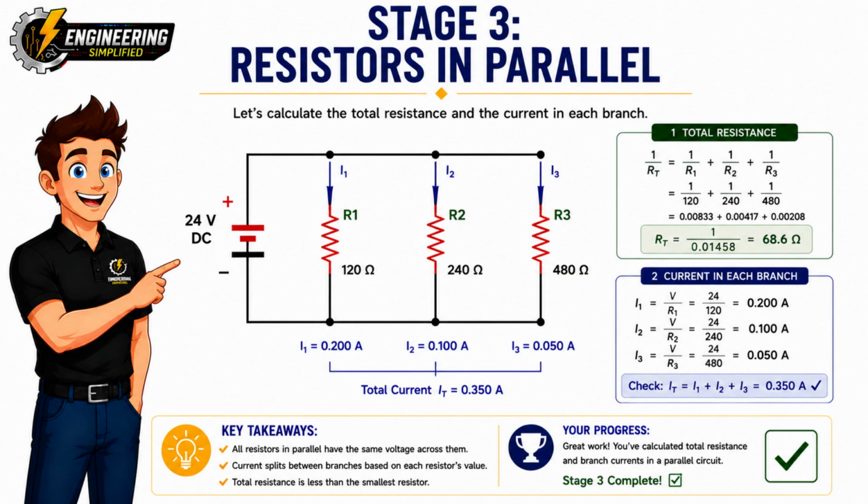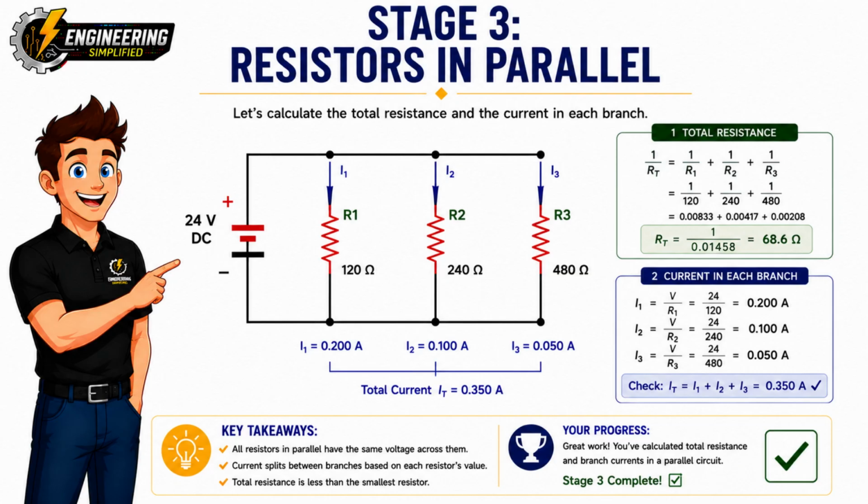0.200 plus 0.100 plus 0.050 equals 0.350 amps, which is the total current supplied by the source. That's another important rule of parallel circuits. The total current is always the sum of the currents flowing in each branch. You've now seen how voltage, current, and resistance behave very differently in a parallel circuit compared with a series circuit. And these are the principles we'll use when we start solving mixed circuits.